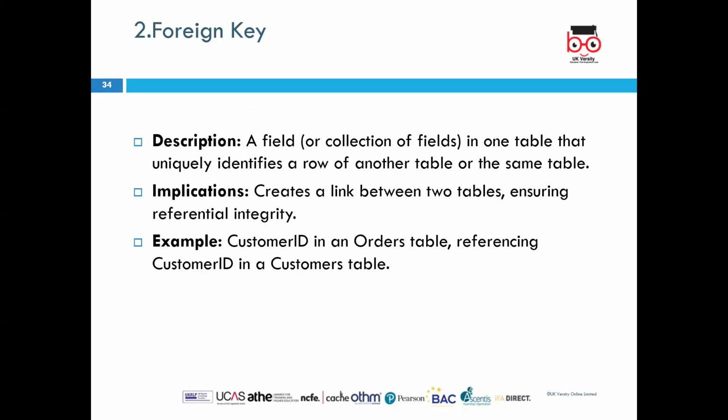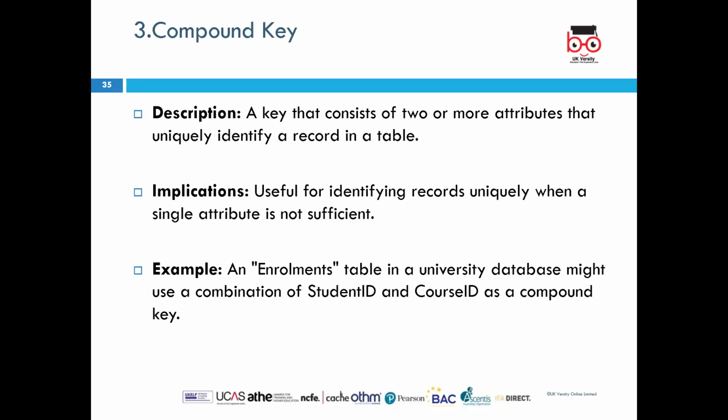Foreign keys, we explained before, is a field in one table that uniquely identifies a row of another table or the same table. Compound keys, what do we need a compound key for? This now consists of two or more attributes that uniquely identify a record in a table.